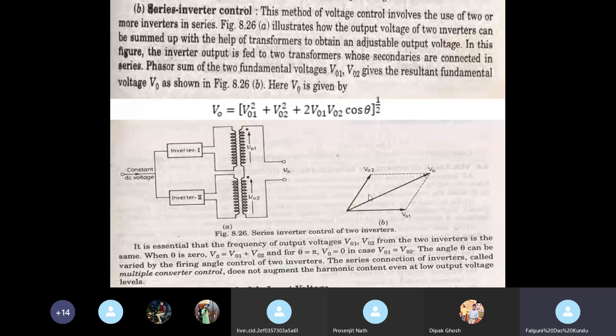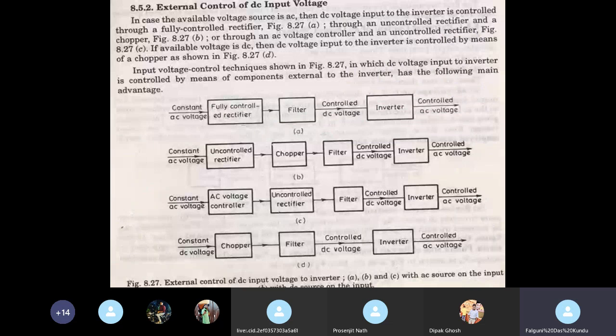Now the external control of DC input voltage. Okay. So there are several methods. Here we give the constant AC voltage to a fully controlled rectifier. After the filter, we get the controlled DC voltage. Then we use the inverter, then we get the controlled AC voltage.